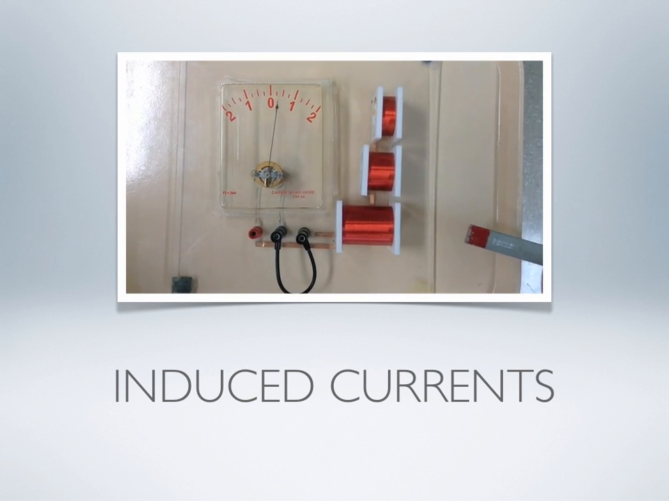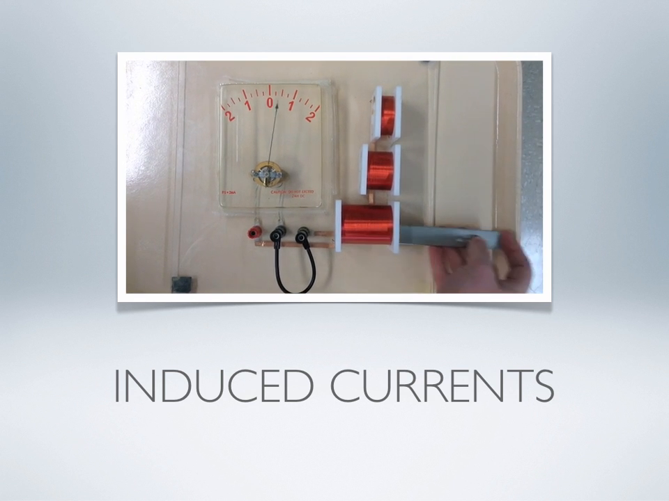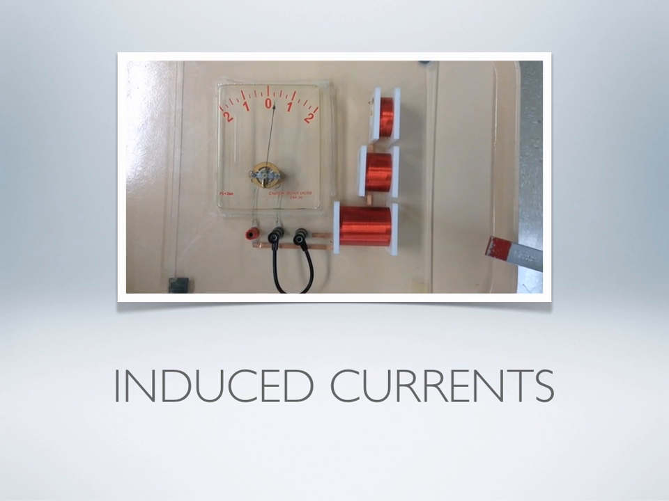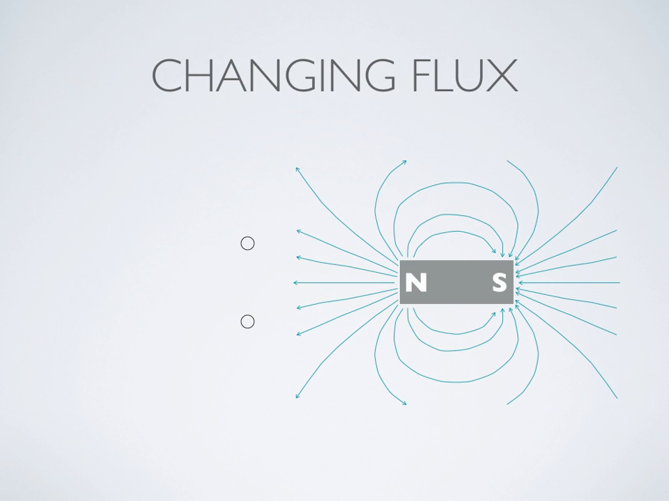And it's while the magnet is moving that this happens. And obviously, as I push the magnet in, the current goes one direction. As I pull it out, it goes the other way. So it's this changing magnetic field in the presence of a wire loop that is critical to Faraday's law. Let's look at this in a little more detail here.